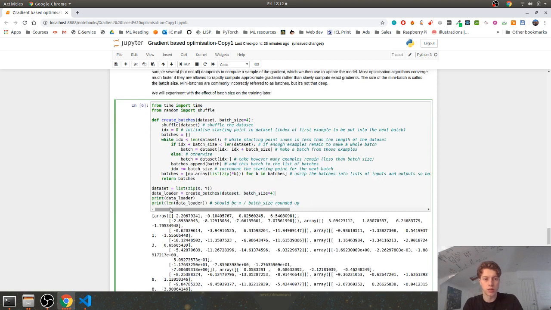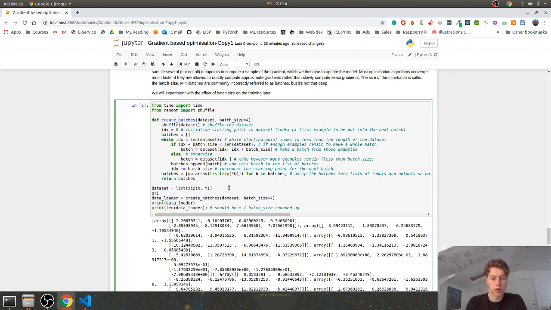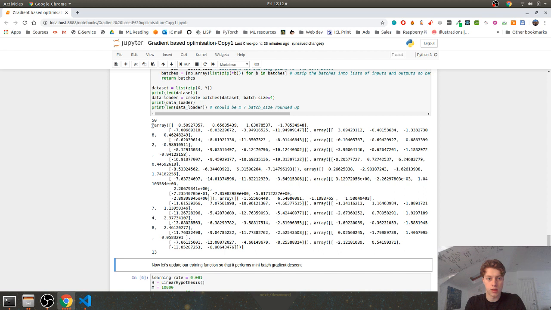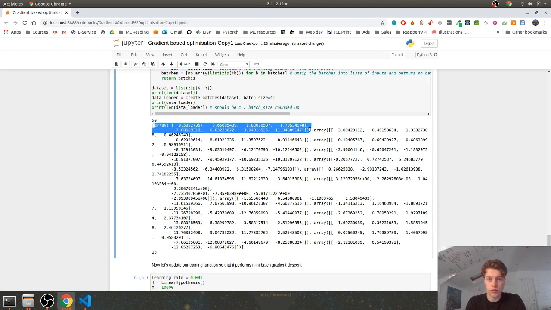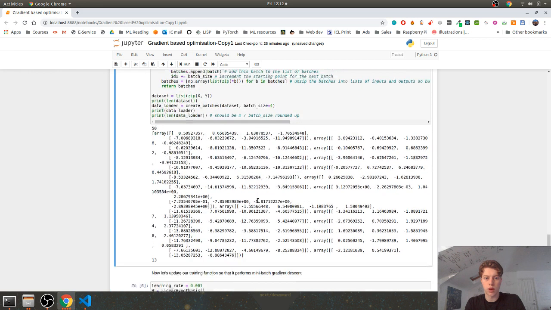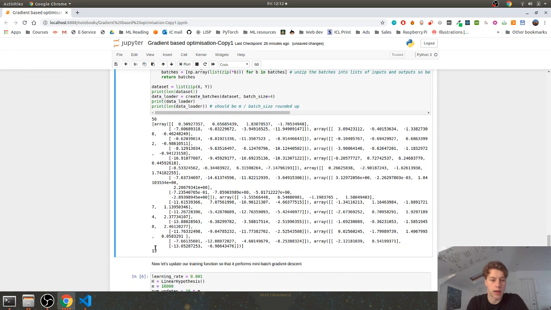I'm going to print the length of that. Actually, let's just firstly print the length of the data set. Run that. So originally our data set had 50 items in. Now this is our batch data. So you can see that it's a list of arrays. And now that has a length of 13 items because we've used batch size 4 here.